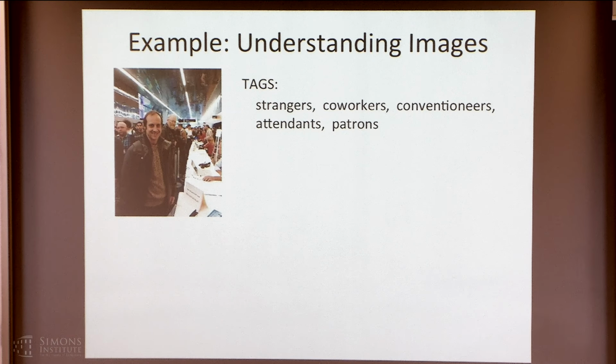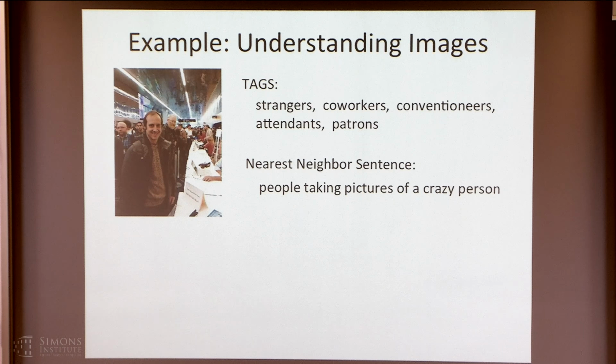But let's say you want to go beyond that and generate a caption, a description of what you see in that image. That's generally a very hard problem. So one way of doing it would be to say, well, maybe I can find a similar image in my training set and just copy the caption. That's one way of doing it, and that's what you get. So the nearest neighbor sentence: people taking pictures of a crazy person.